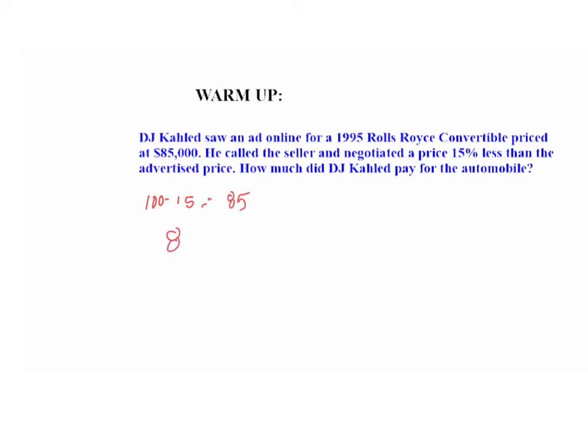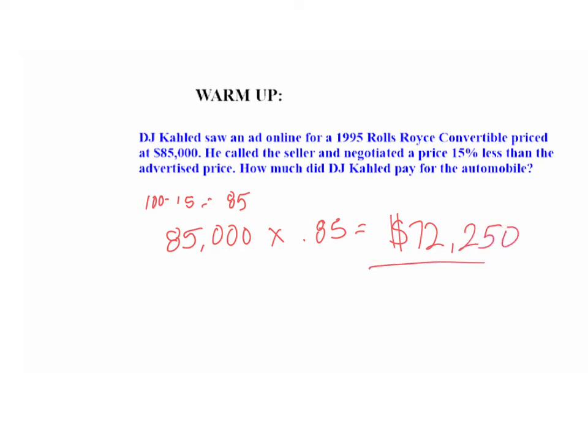So if we write down the total price, 85,000, and we multiply it times 0.85, we get $72,250. Now, you can also do this by multiplying this number by 0.15 and then subtracting whatever you get from 85,000, but you'd get the same answer. All roads lead to Rome. Pick one you like and stick with it.